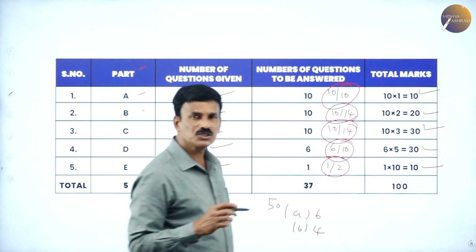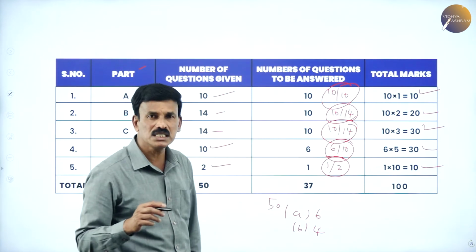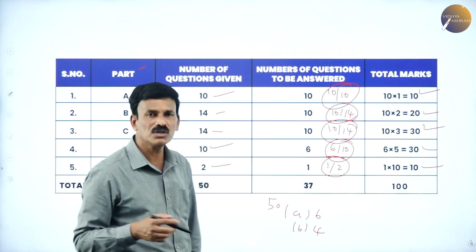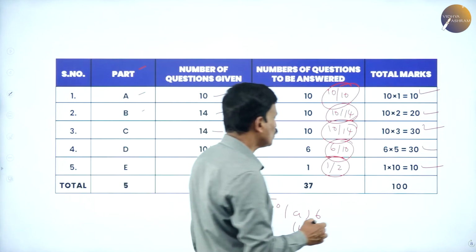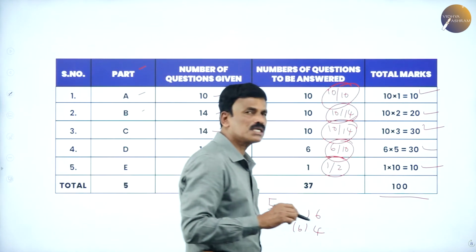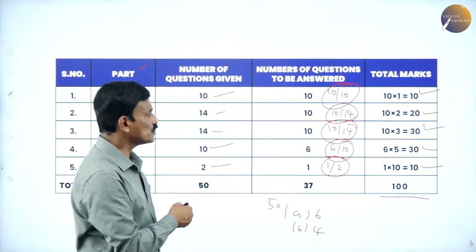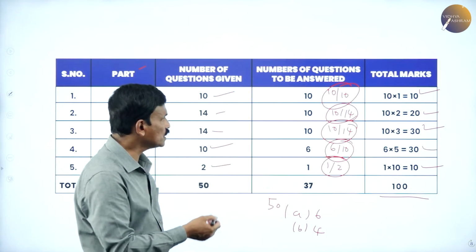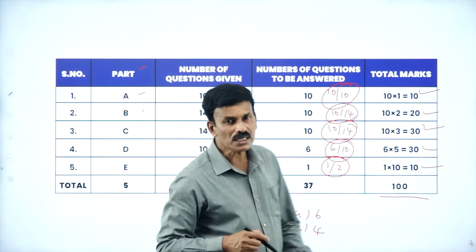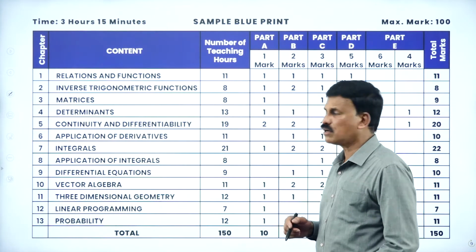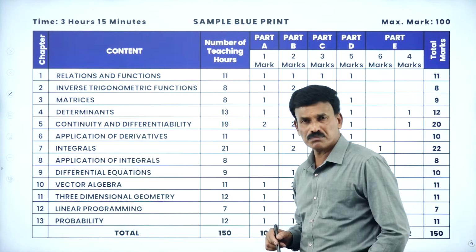So in total, part A contains 10 marks, part B 20, part C 30 marks, part D 30 marks, part E 10 marks, totally 100 marks. So 100 marks from part A, part B, part C, part D and part E. Okay, this is how the number of questions, as well as the marks allotted and the maximum number of questions they are going to ask. Okay, now let us come to the detailed blueprint for this question paper pattern.